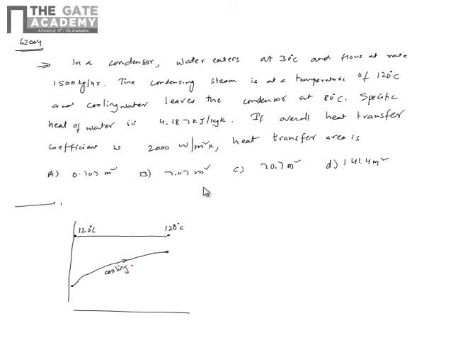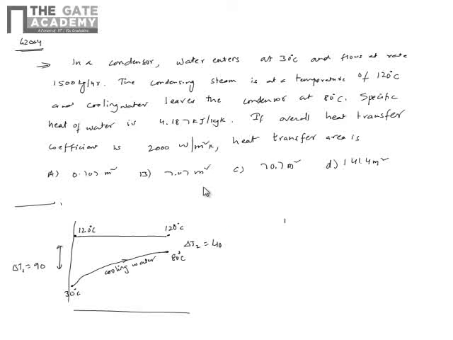Cooling water temperature varies along the length. This is 30 and this is 80. So this is delta T1, which is 120 minus 30, 90. This is delta T2, which is 120 minus 80, 40.